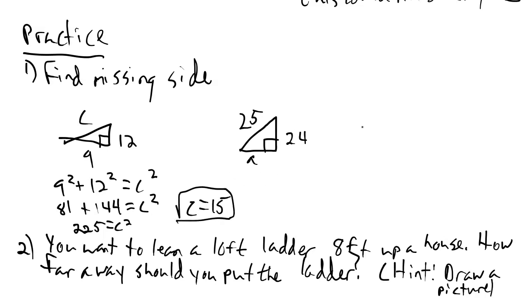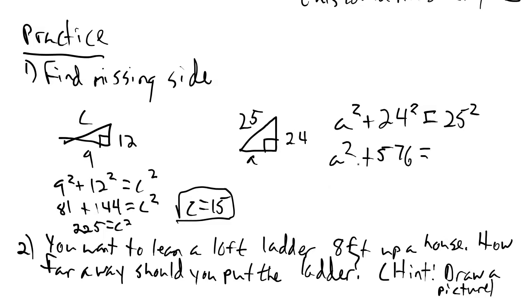For this one, we're trying to solve a. So that's not the long side. It goes on the other side. We get a squared plus 24 squared is equal to 25 squared. 24 squared is 576, and 25 squared is 625. Subtract those, we get a squared is equal to 49. Take the square root of that, we know that a is equal to 7.